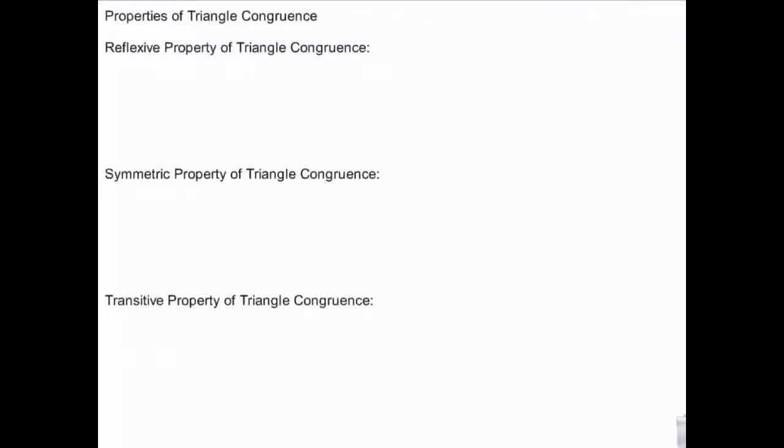I just kind of went over this one with you, the reflexive property. Triangle ABC is congruent to itself. The reflexive property of congruence is always something equal to itself.